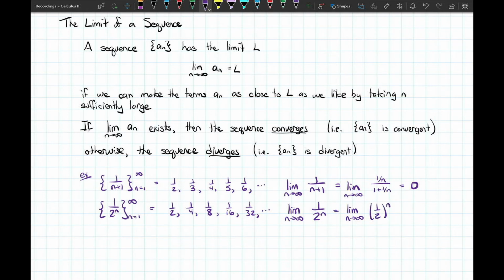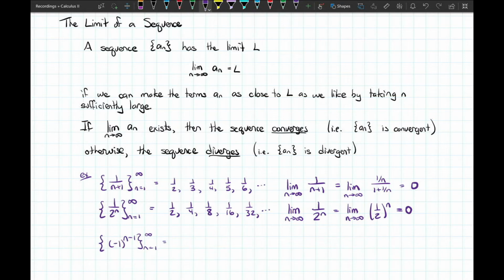And since 1/2 is a number between 0 and 1, as we start to increase the exponent n, as n goes to infinity, we will approach 0. So those are both convergent sequences. But like I say, this is getting ahead here, but if you start adding them together, they may have different results. Let's take a look at a sequence that is divergent.